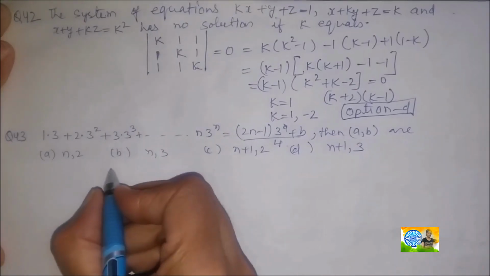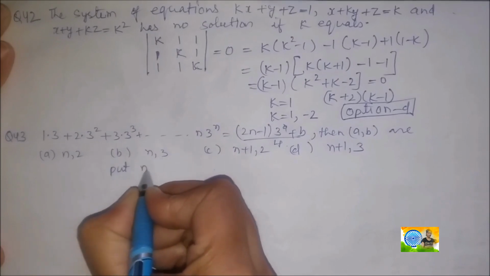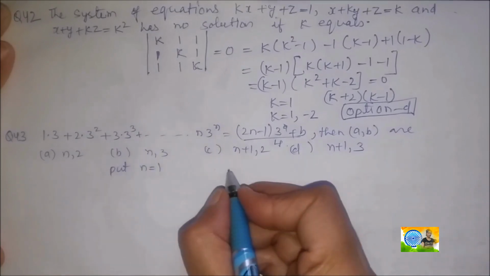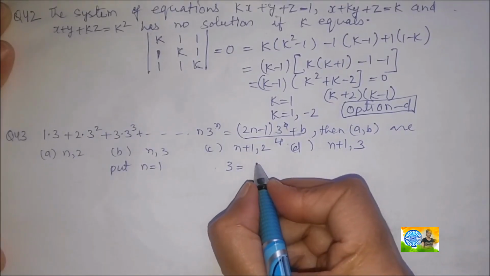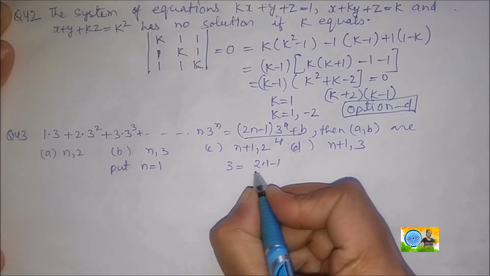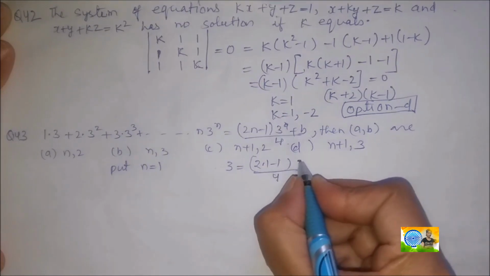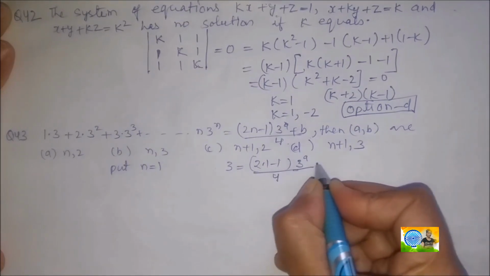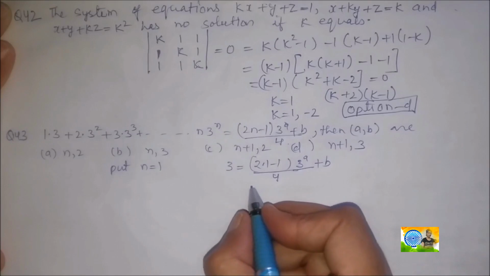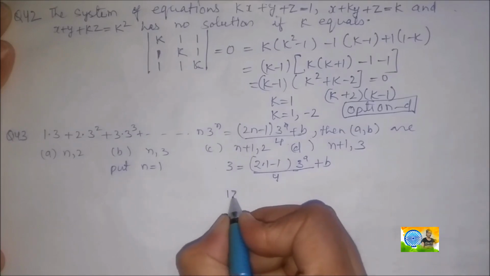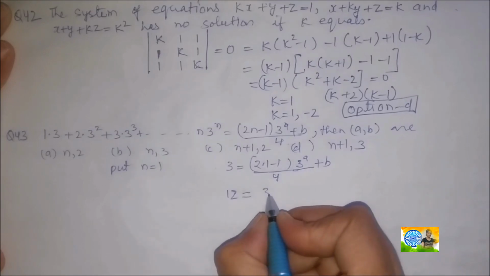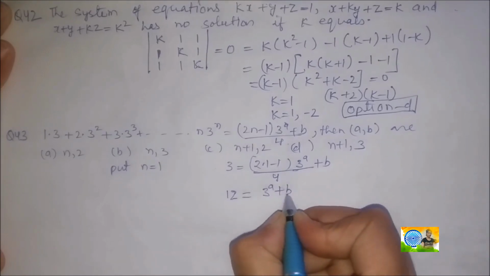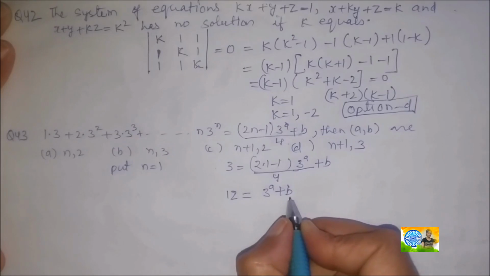So for that, let us put n is equal to 1. Then the left hand side is 1 only, that is 3. And on the right hand side we have 2 into 1 minus 1 upon 4, into 3 raised to the power a plus b. So this gives me 3 fours are 12. So 12 is equal to, this is 2 minus 1, that is 1, so 3 raised to the power a plus b.